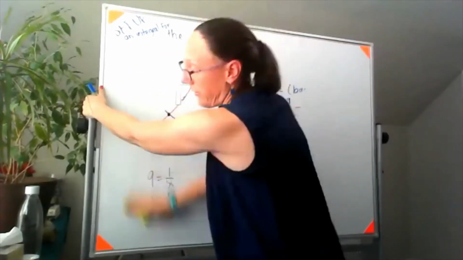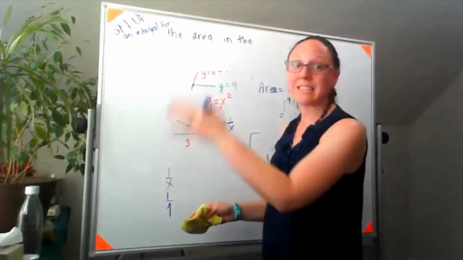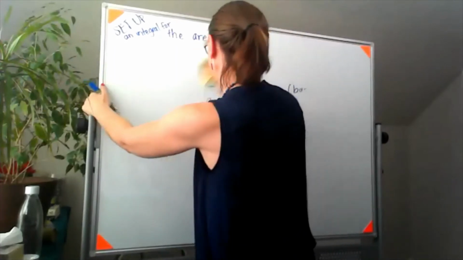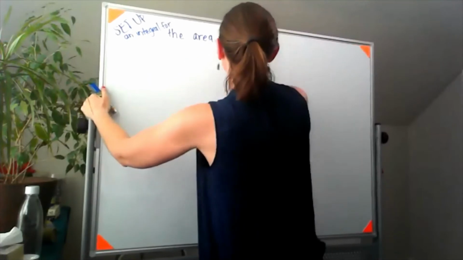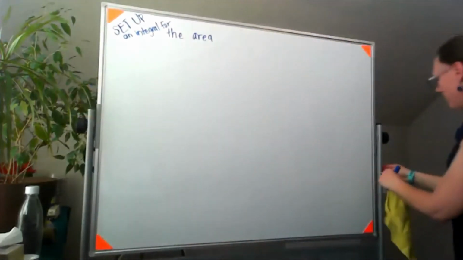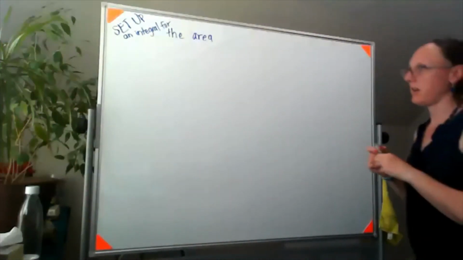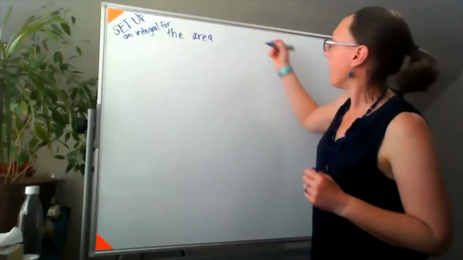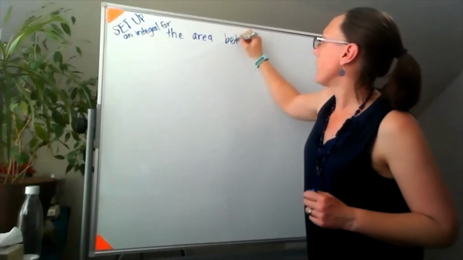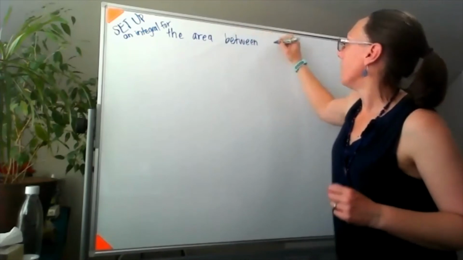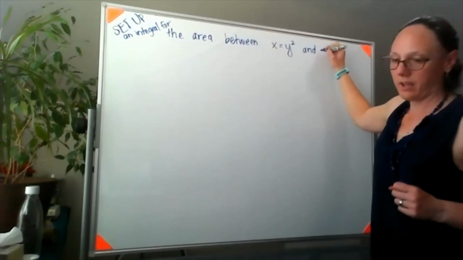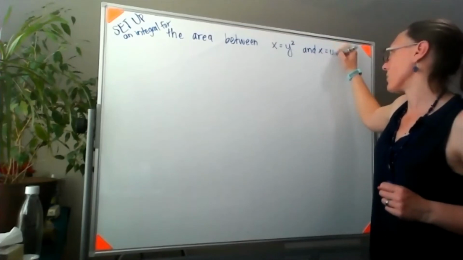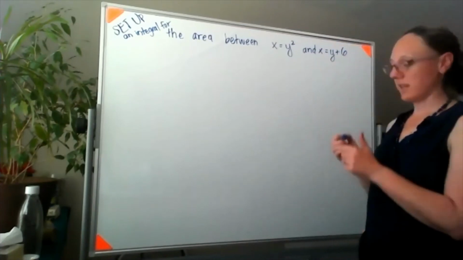So let's do another, this time I'll leave my instructions up, set up an integral for the area. And this time, let's do the area between x equals y squared and x equals y plus 6.